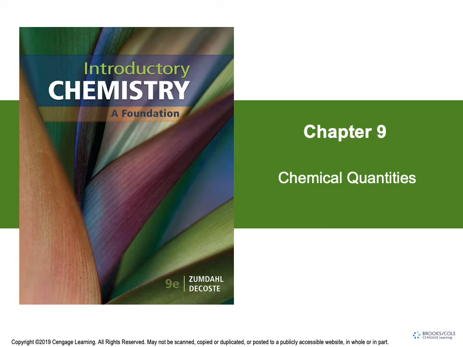We've already learned about moles and molar masses, and you're going to need that information in order to do this chapter. The goal of this chapter is to teach us how to use the balanced chemical equation in order to predict the quantities of things that you need, if you know how much of one thing you have.